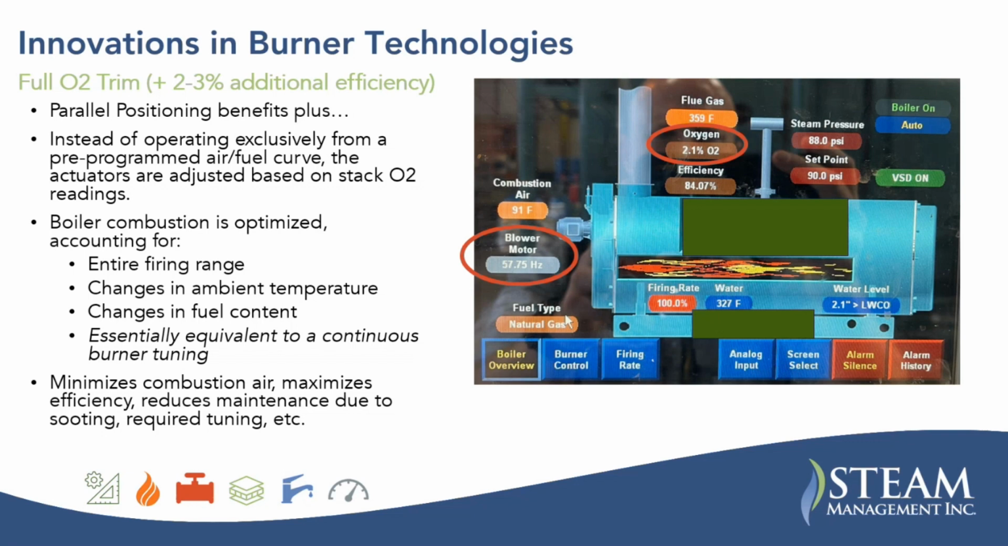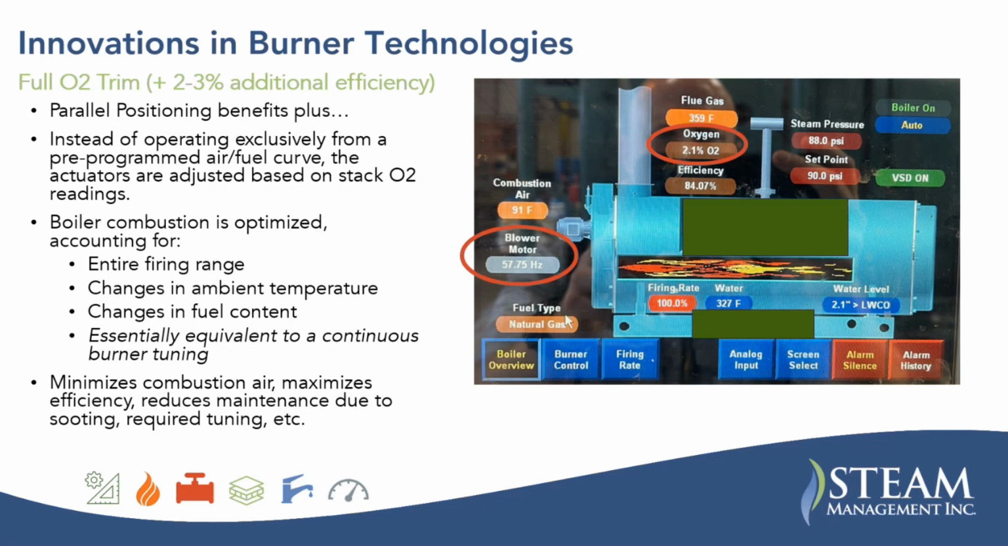And then here they have the VFD on the blower motor. They're actually at full fire, so it's almost at 60 hertz. You see the reading, but as they go to partial loads, that'll turn down, and they're controlling their air that way. The boiler combustion is optimized, accounting for the entire firing range. Changes in ambient temperature, changes in fuel content is essentially equivalent to a continuous burner tuning.